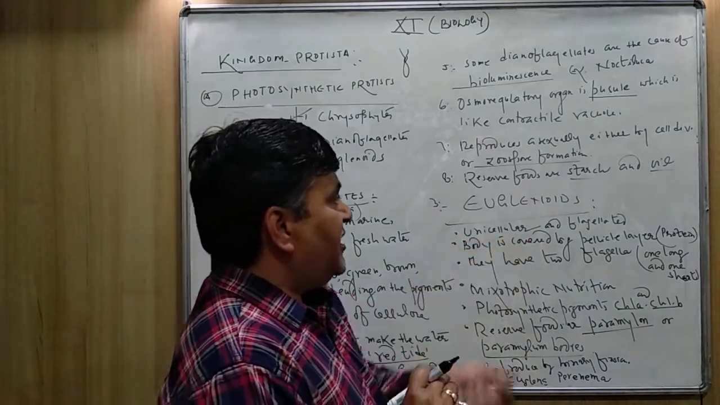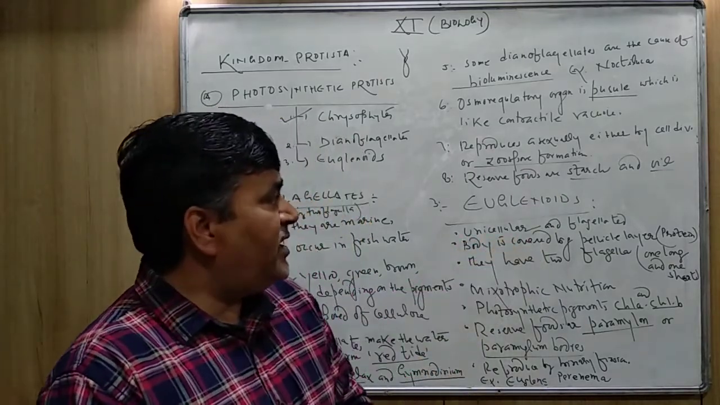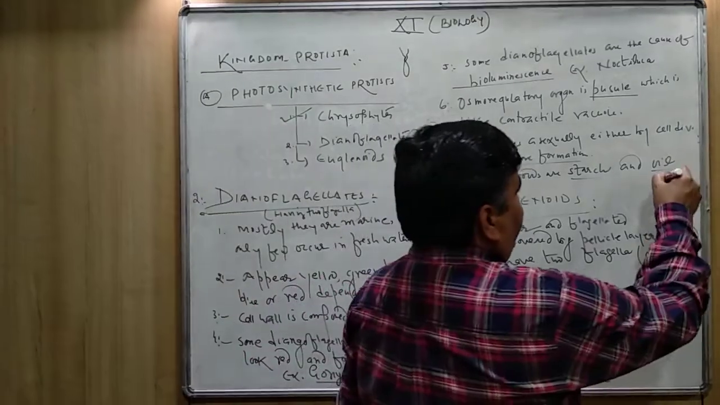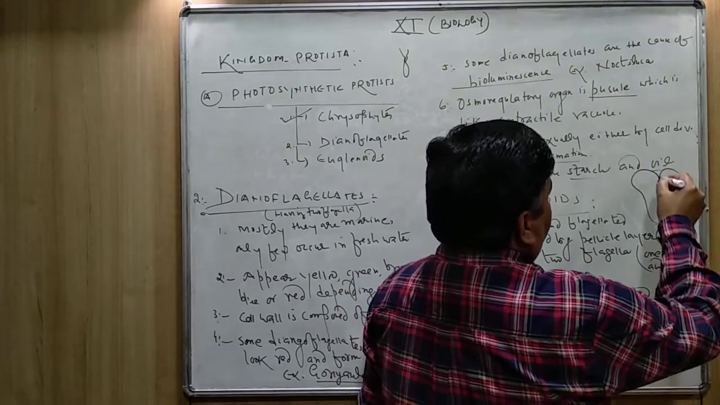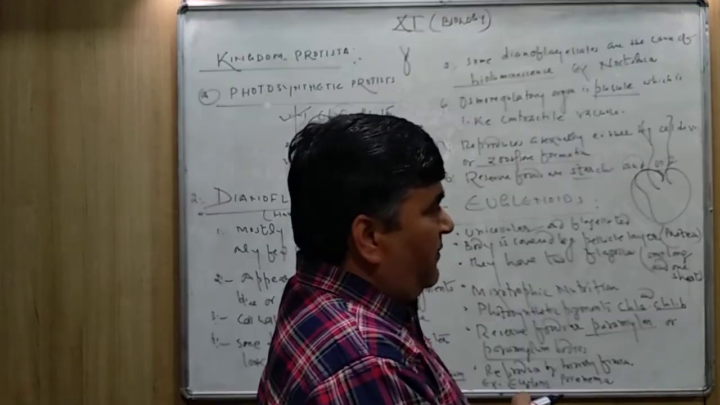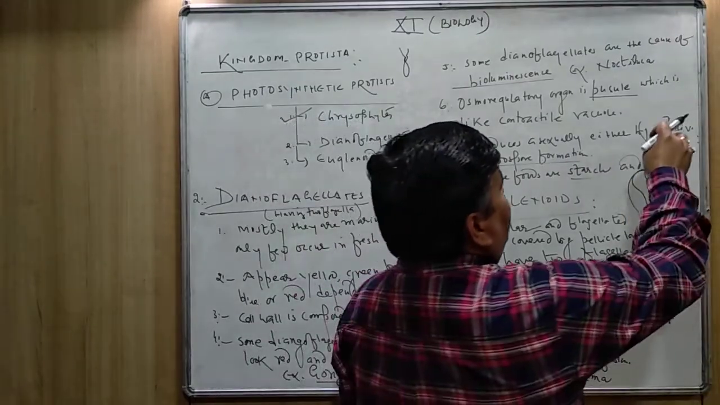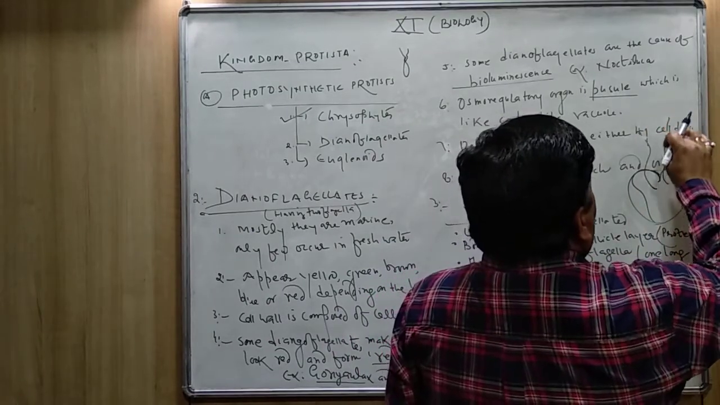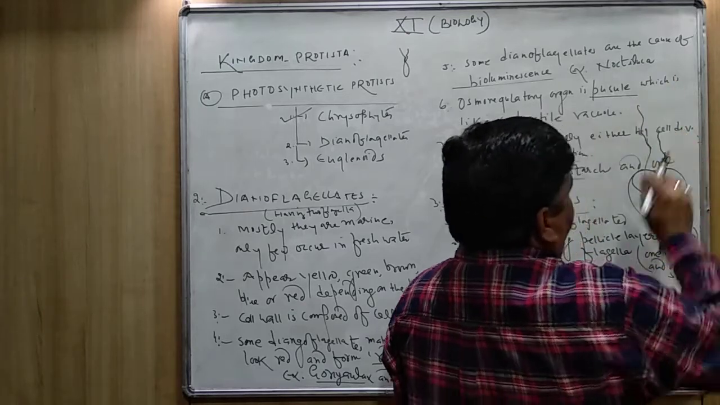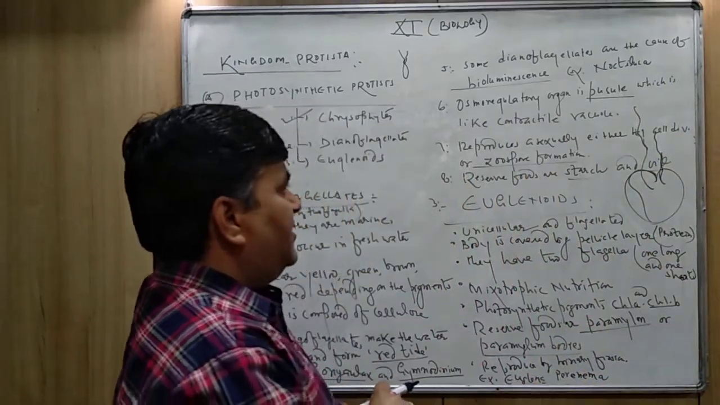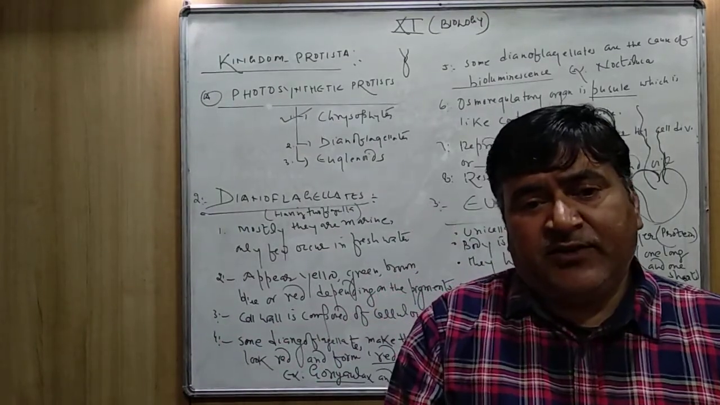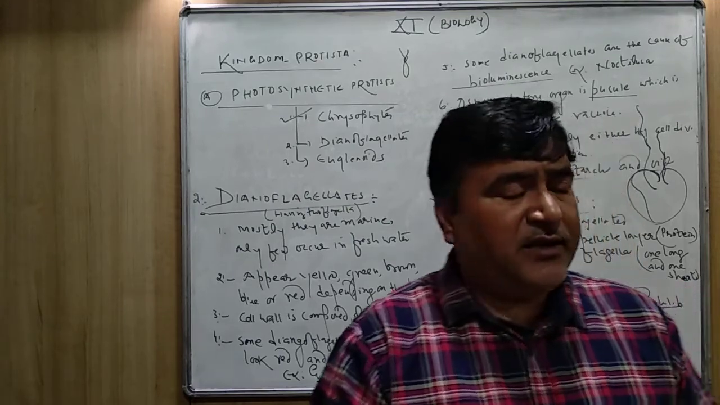They are also unicellular and flagellated. They also have 2 flagella. I have written here, in the case of euglena, because this one is the euglena, it also has 2 flagella. One flagellum is long and one is very short. This is the long one and this is the short one. So many members are there in this subgroup.